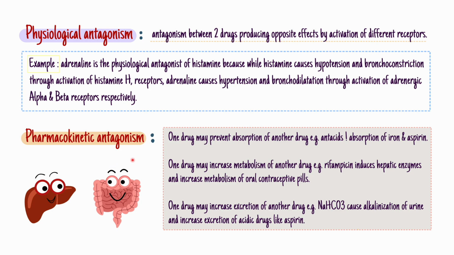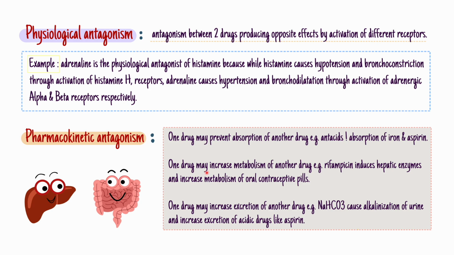The first one will be absorption. Here you see we have an example of antacids. They decrease the absorption of iron and aspirin. Also, antacids form insoluble complexes with tetracycline, an antibiotic. As a result, these drugs cannot be absorbed if you mix them with antacids. The second one is distribution. For example, aspirin displaces warfarin from protein binding sites. As a result, there is an increased risk of bleeding.